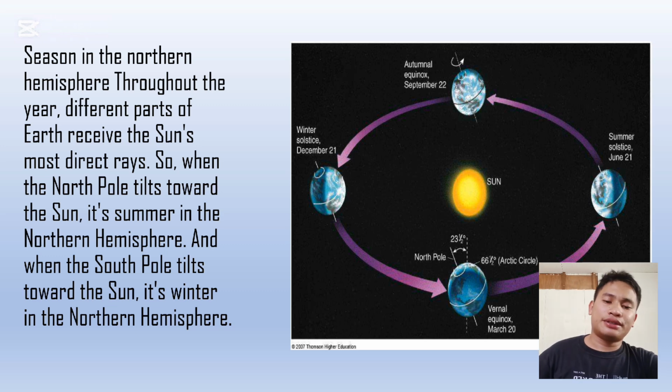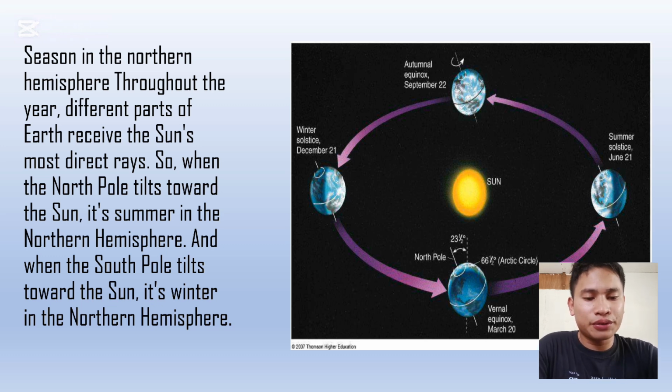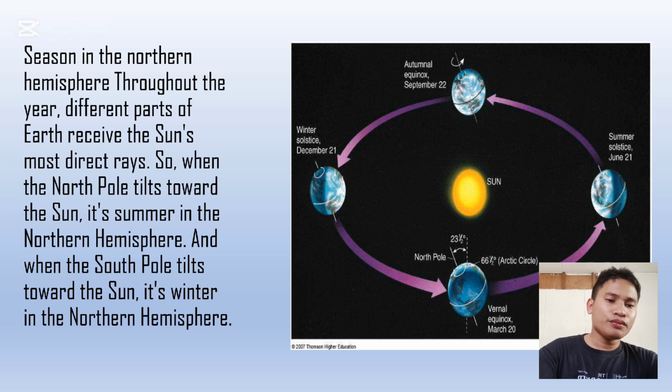So my assigned topic is the seasons in the Northern Hemisphere and the seasons in the Southern Hemisphere. Through the years, a different part of Earth receives the sun's most direct rays. So when the North Pole tilts toward the sun, it's summer in the Northern Hemisphere, and when the South Pole tilts toward the sun, it's winter in the Northern Hemisphere.